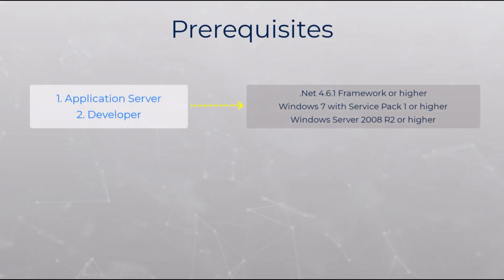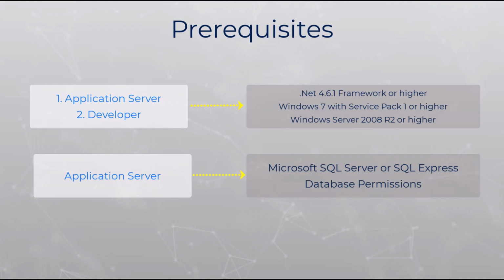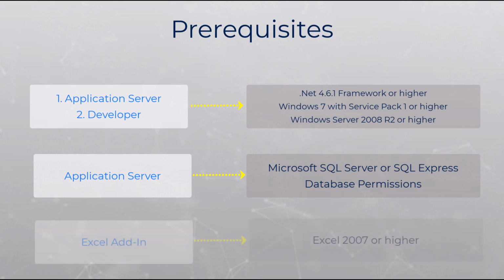The application server and developer setups require .NET 4.6.1 framework or higher, Windows 7 with Service Pack 1 or higher, Windows Server 2008 R2 or higher. For the application server, you will also require Microsoft SQL Server and the relevant database permissions for any database we will interact with. For the Sharperlight Excel add-in, any version higher than 2007 is compatible.